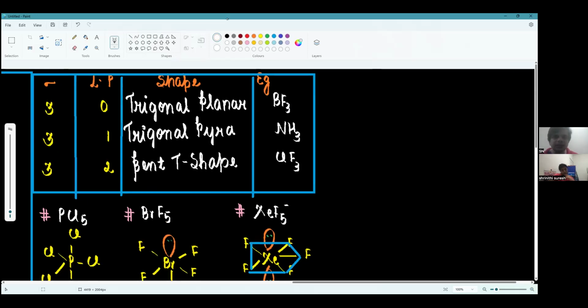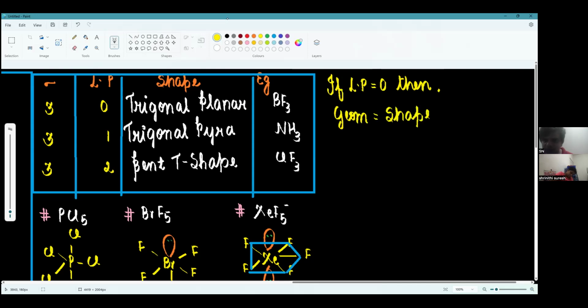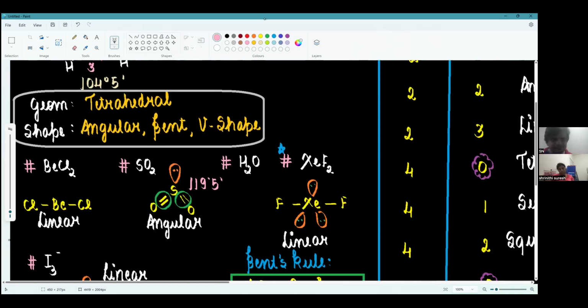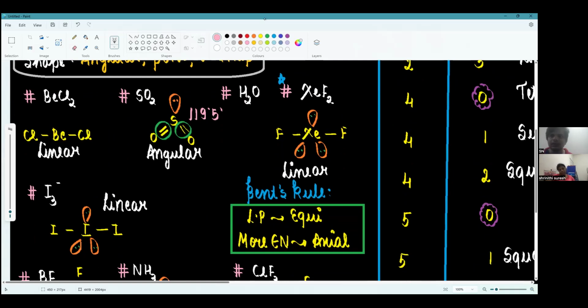What is the golden statement that you need to know? If lone pair is zero, then what? The geometry and shape, they are one and the same. You agree with me on this, madam? Yes, sir. If lone pair is zero anywhere, shape and geometry are the same, so whether you ask geometry or shape, the answer will be the same. You have to write from the 2-0 case. So I will show you that part. Write from here, sir. Okay, and let me know once it is done.